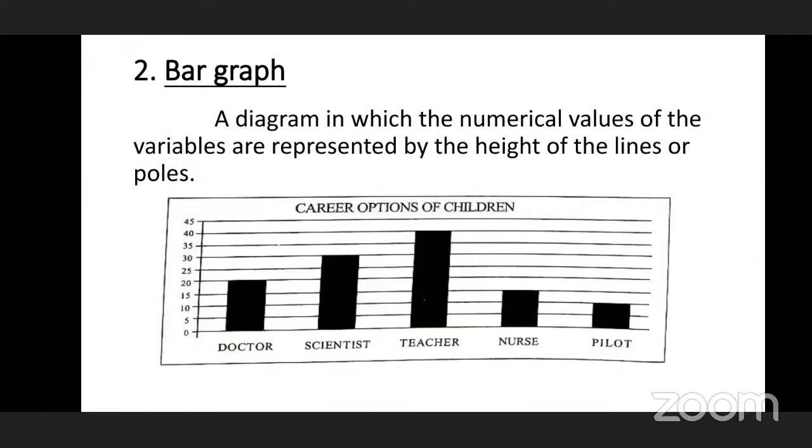So these variables are represented by the height of the lines. You can see each variable has its own height. The height of the lines or poles, and their numerical values are calculated with the help of the axes. If the horizontal line is the x-axis and the vertical line is the y-axis, the numerical values of the variables are understood with the help of the y-axis. So this is just in a nutshell about bar graph. We'll be learning more in further slides.